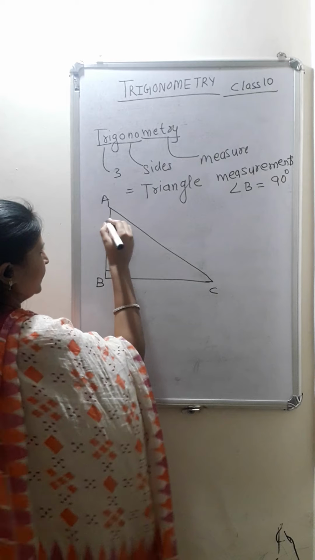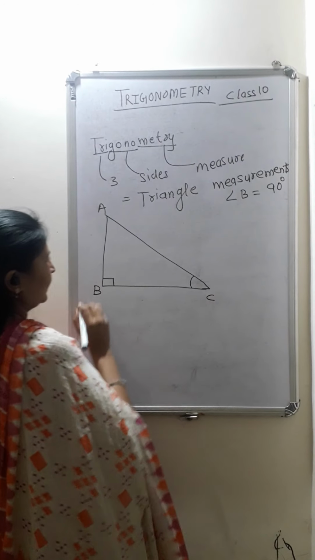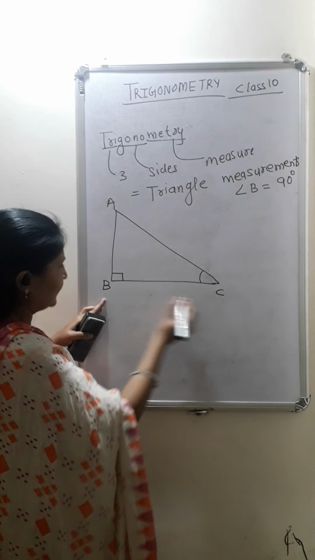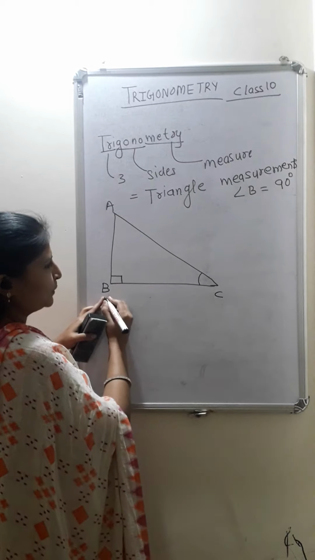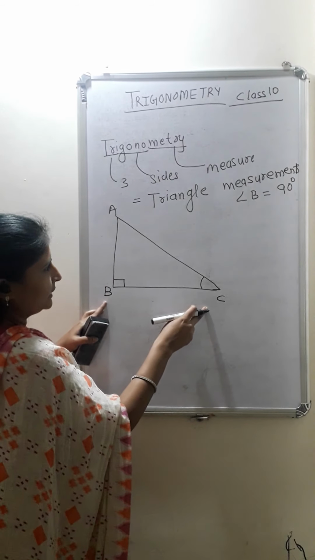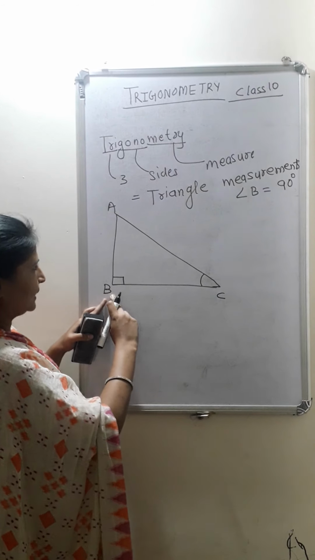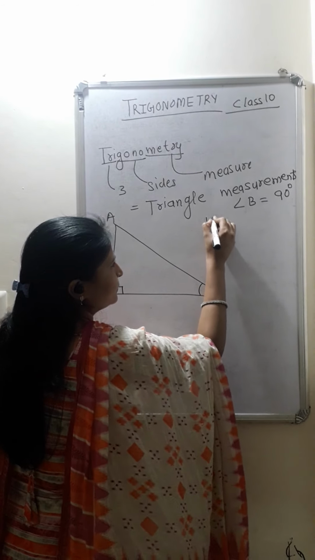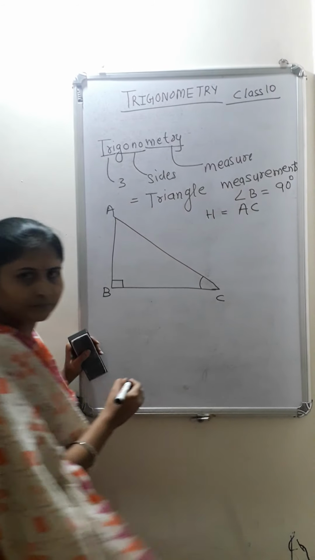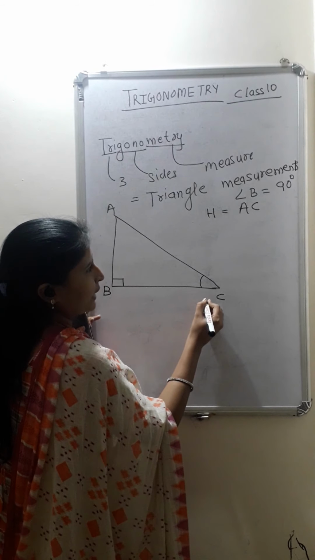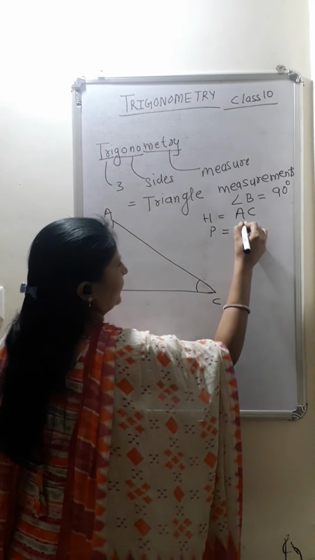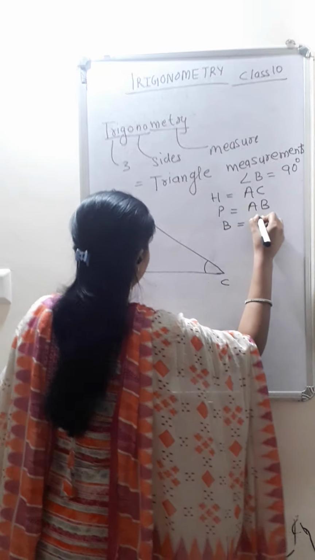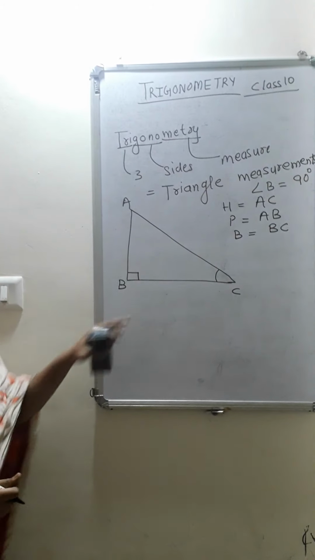In this case, angle C is going to have the opposite side as AB, and the side attached to angle C is BC. The hypotenuse for angle C is the side opposite to 90 degrees. Now over here the side opposite to 90 degrees is AC. Therefore in this triangle the hypotenuse is AC. Perpendicular for angle C is AB, and base for angle C is BC. These are the three measurements.